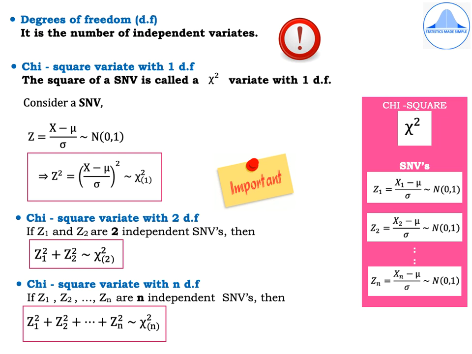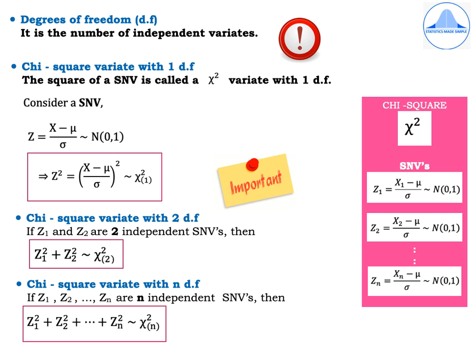So let's start with the first one, that is the degrees of freedom. It is defined as the number of independent variates. Second is a chi-square variate with 1 degree of freedom. So the square of a SNV is called a chi-square variate with 1 degree of freedom. All of you know that SNV is a standard normal variate. We have used the formula in several problems in my previous videos based on the normal distribution.